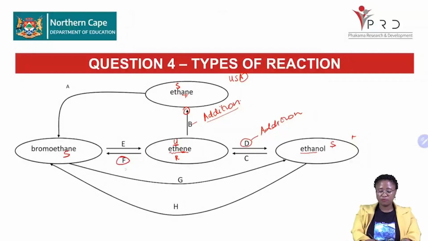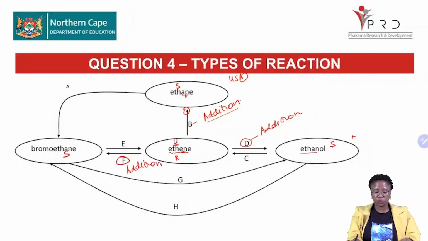Therefore, what type of reaction will F be? It will also be an addition reaction. And what type of addition reaction is it going to be? It will be hydrohalogenation, because as you can see, I have a bromoethane. That means that I've added a hydrogen and a halogen in the reaction. And anything that is opposing your addition reaction will be your elimination, because you are removing what you have added.